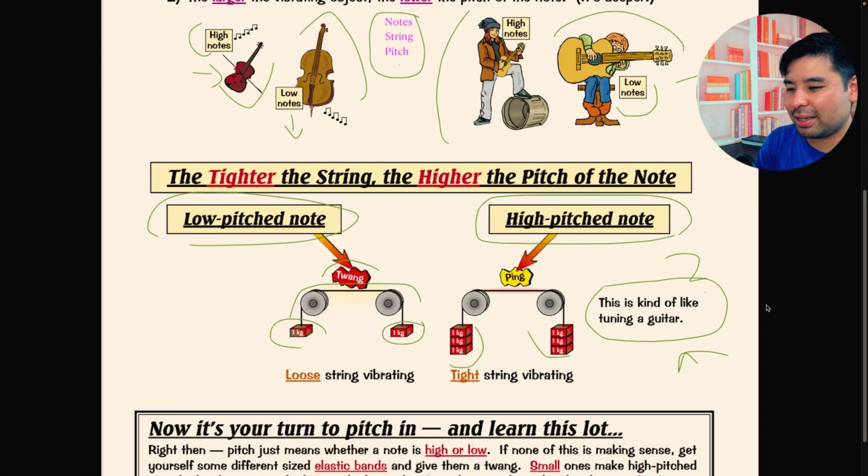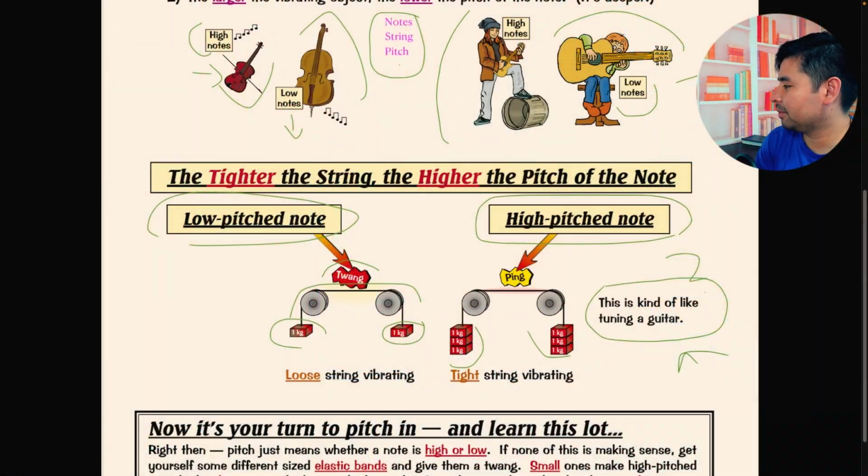This is kind of like tuning a guitar. What is tuning a guitar? So please, one homework for you. Translate for me, tuning a guitar. What is that? That's not so complicated. Okay, and then let's get back.